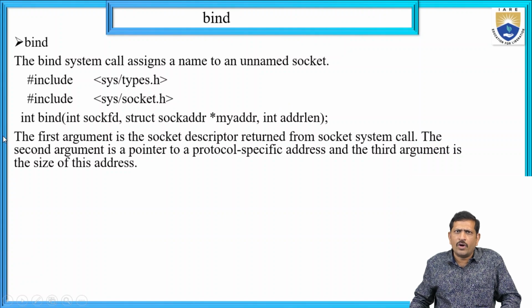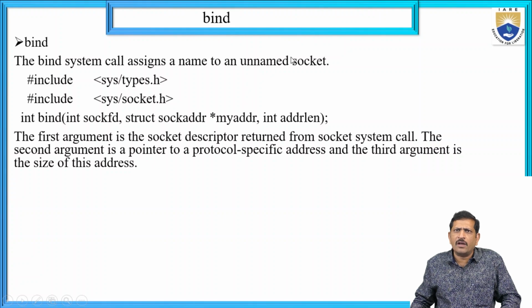For naming the socket, the code is int bind(int sockfd, struct sockaddr *myaddr, int addrlen), where sockfd is the file descriptor. By using this code, we can name the socket.